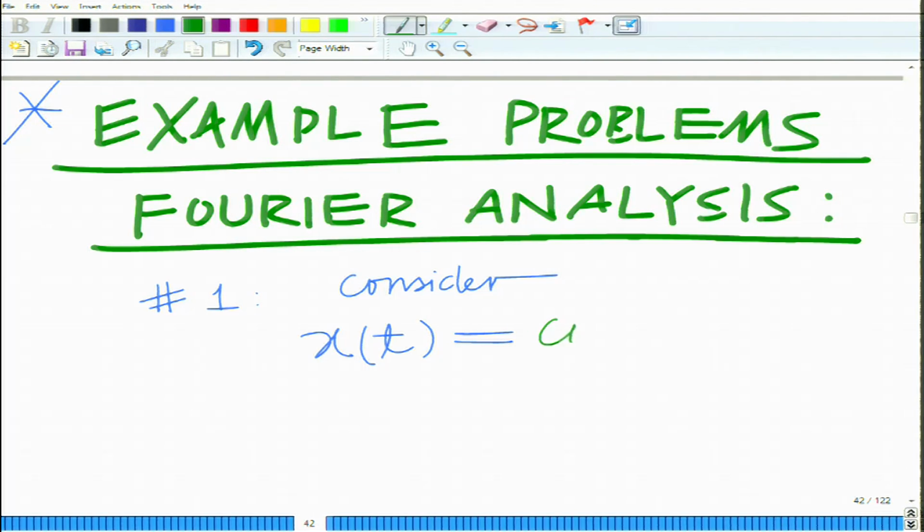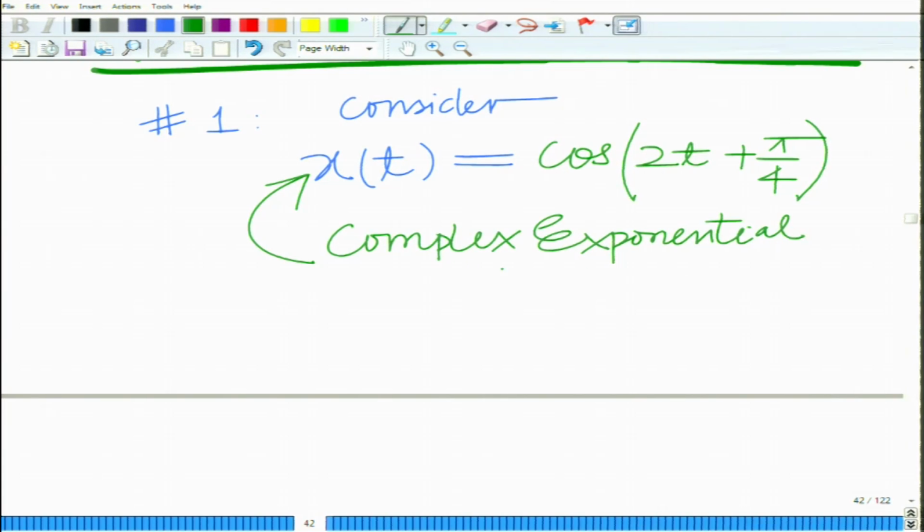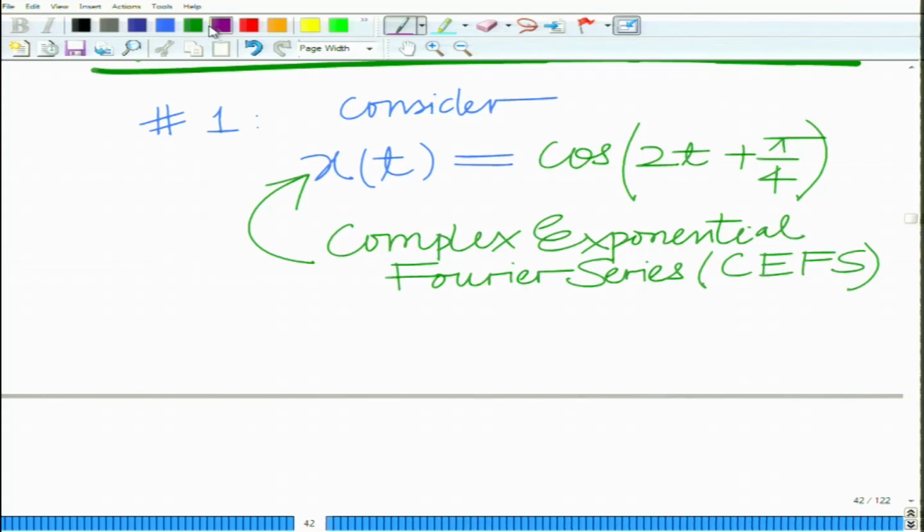x(t) equals cosine (2t plus pi by 4). We want to obtain its complex exponential Fourier series, or what we can abbreviate as the CEFS. We want to obtain the CEFS for this given signal, that is x(t) equals cosine 2t plus pi by 4.